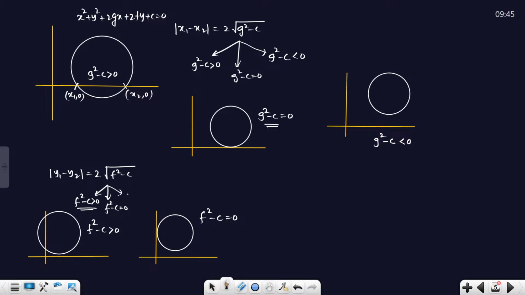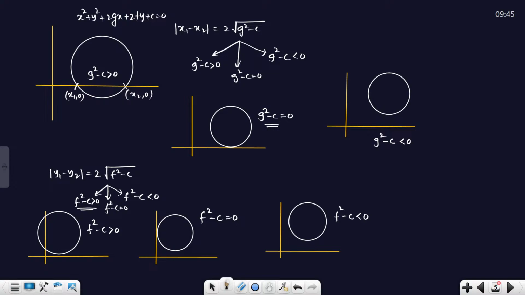Now, the third case is when f square minus c is less than 0. It means what? It means that it is not touching the y-axis, nor is it intersecting. It is neither intersecting nor touching the y-axis. It is something like this. Is it clear? What is the condition? F square minus c is less than 0. Is it clear to all? So when f square minus c is less than 0, we will say that the circle is neither intersecting the y-axis nor touching the y-axis.